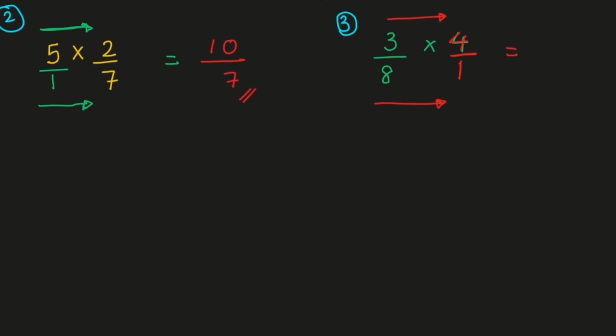So once it is done, we can multiply the numerators together and get the answer, and the denominators together and get the answer. 3 into 4, it's 12. 8 into 1, it's 8. So in this case, you can see we can simplify the answer. Both the denominator and the numerator get divided by what? 4, right? Okay, let's divide.